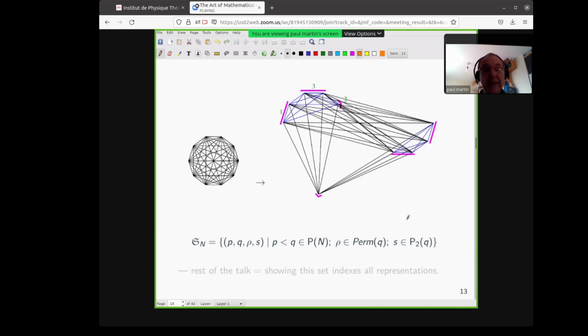And finally, we have a partition of the counties, but only into two parts. The previous partitions were into any number of parts. This is only into two parts. So this is possibly slightly bewildering combinatorial structure into four tuples. The rest of the talk is going to be showing you that this set indexes all spin chain Braid representations, and indeed exactly gives us a construction problem.